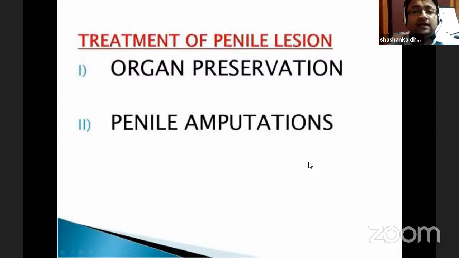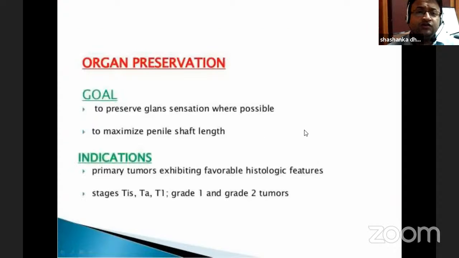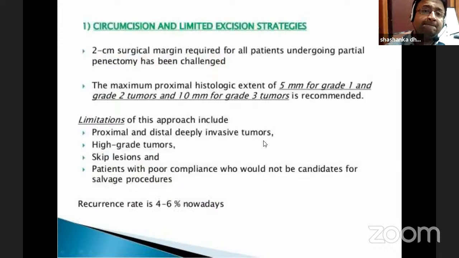Treatment of the penile lesion, so organ preservation and penile amputations. The goal is to preserve glans sensation wherever possible and to maximize the penile shaft length. Indications are primary tumors which have favorable histologic features and the early stages like Tis, Ta, T1, and only low grade or grade 2 tumors. So circumcision and limited excision strategies.